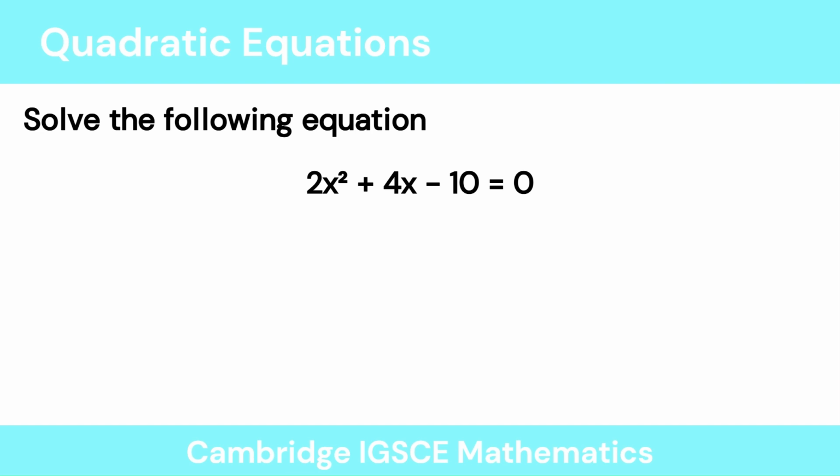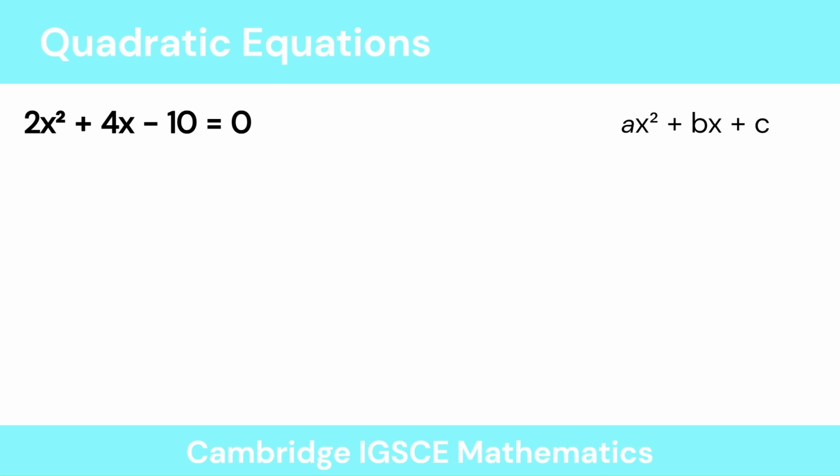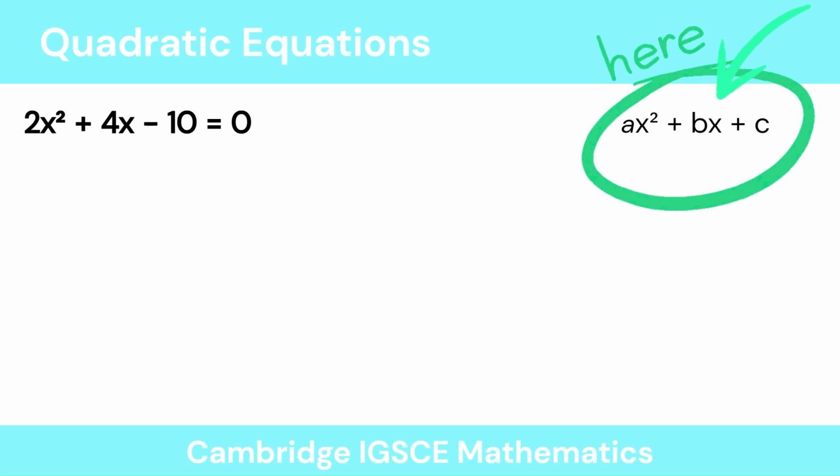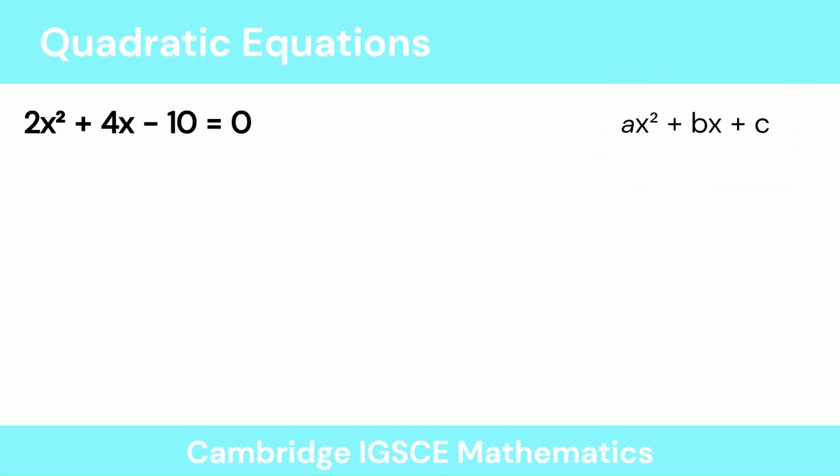2x squared plus 4x minus 10 equals 0. Alright, first things first, let's recall our quadratic formula and substitute our values into it. But to do that, we first must identify our a, b, and c values. We know that a quadratic equation is in the form ax squared plus bx plus c. By seeing this, we can tell that a is the coefficient of x squared, b is the coefficient of x, and c is an integer. So now it'll be much easier to substitute our values into our quadratic formula.